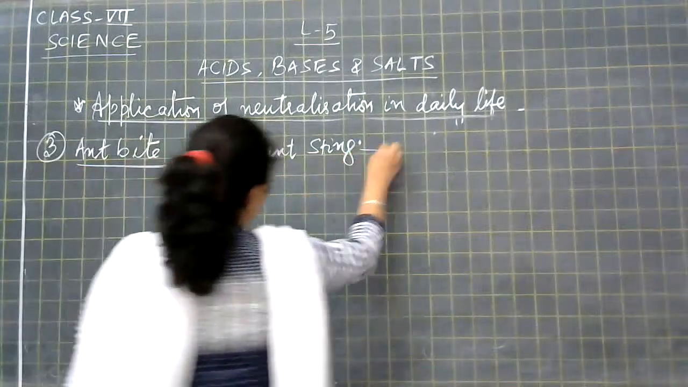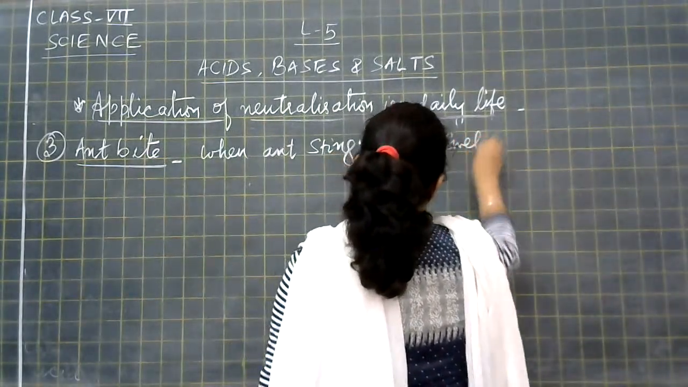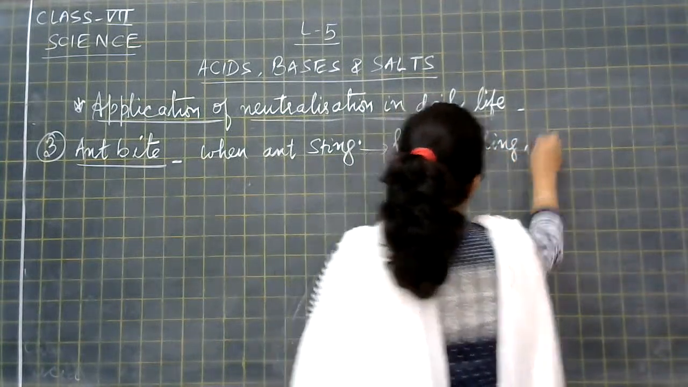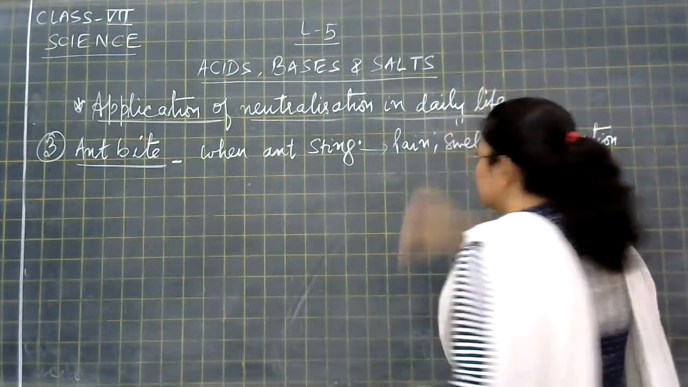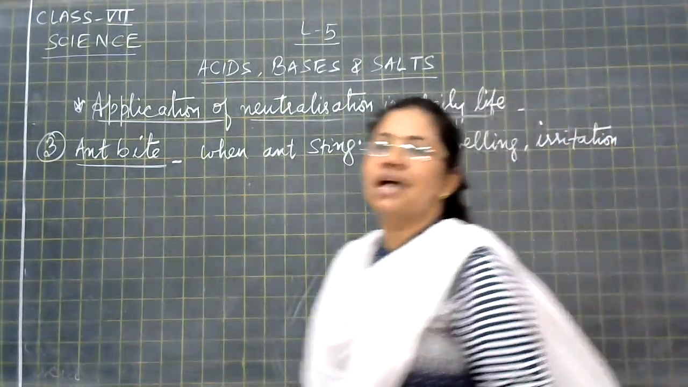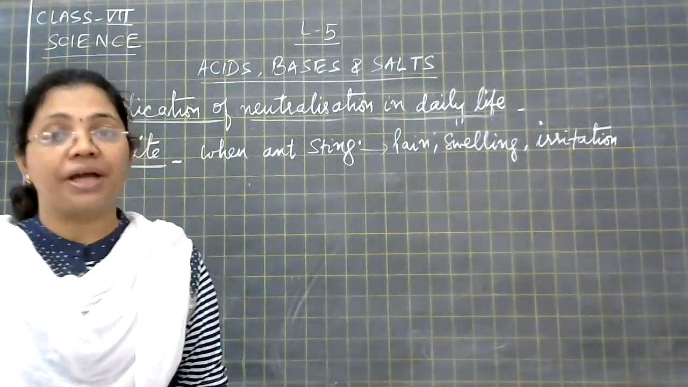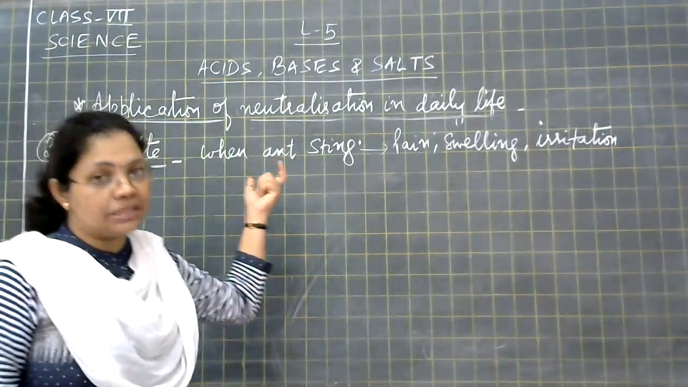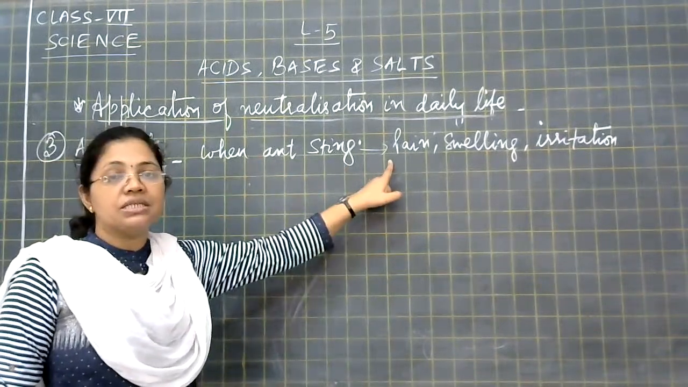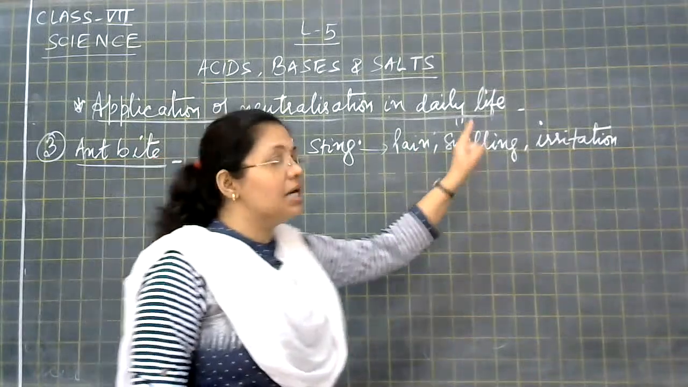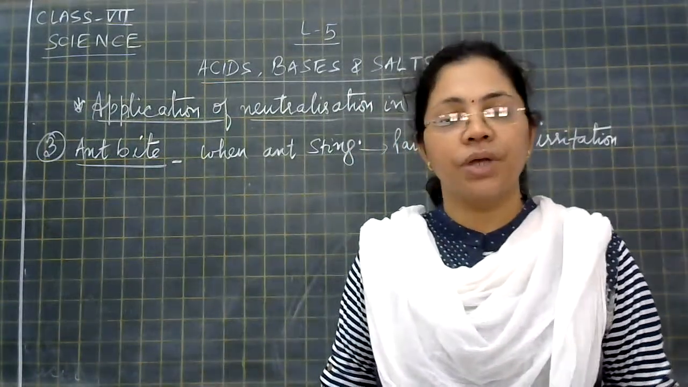So ant bite means that we get pain, swelling and irritation. Once it was a question in your examination: what is an ant bite and what is its effect? So when an ant stings us, we call it an ant bite, and its effect is pain, swelling, irritation, and you can also add reddening of that particular area, right?